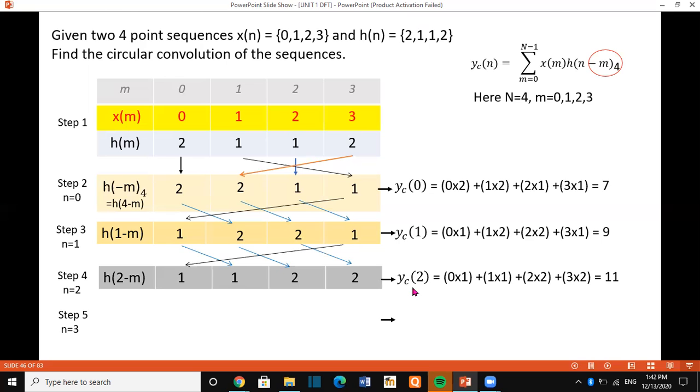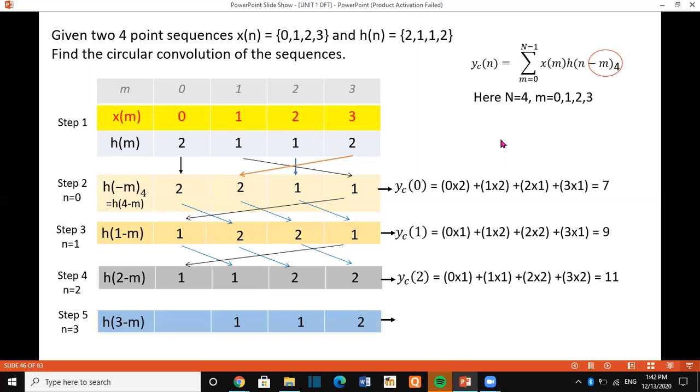Again we can find out yc of 2, which is nothing but you are multiplying x of m with h of n minus m. So what is x of m? You have to multiply 0 with 1, 1 with 1, and again 2 with 2, and 3 with 2. Okay, and then you add all these values since there's a summation sign and you'll get yc of 2 which is equal to 11.